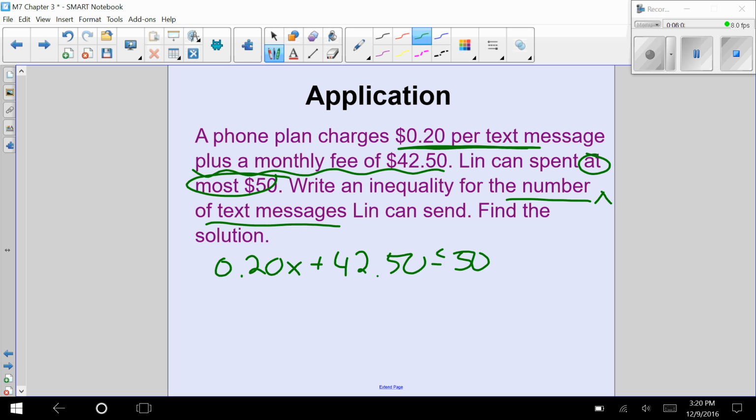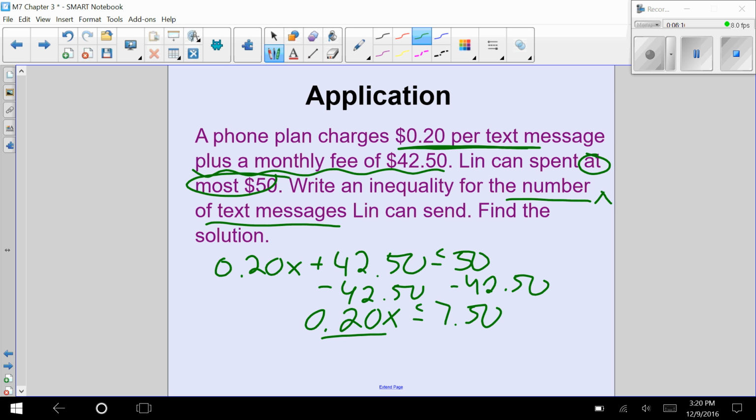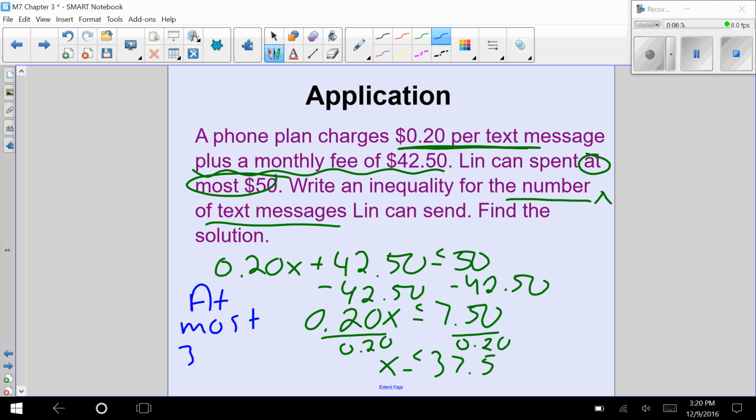Now we're going to find the solution. We're going to subtract $42.50 off of each side. So we get 0.20x is less than or equal to $7.50. And then we're going to divide by 0.20. We get x is less than or equal to 37.5. Well, you cannot send 0.5 of a text message. So she can send at most 37 text messages.